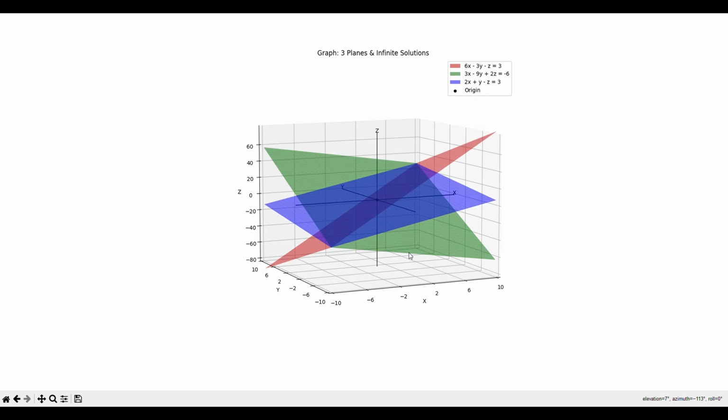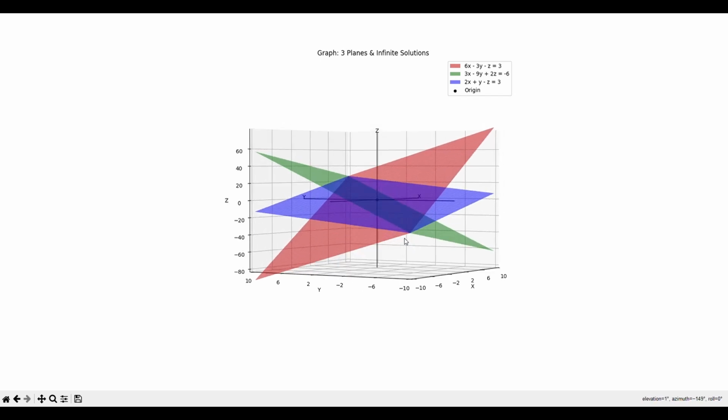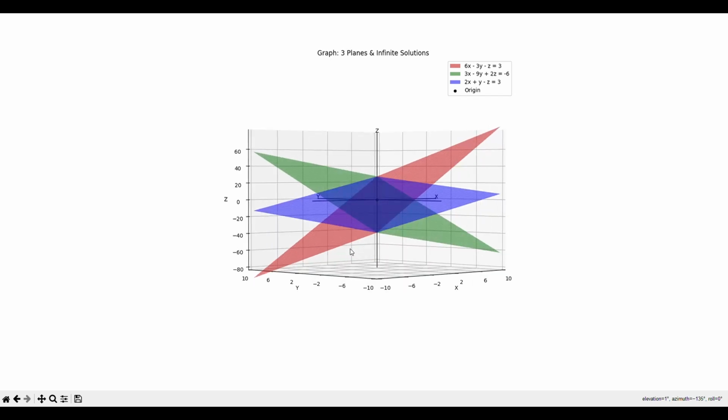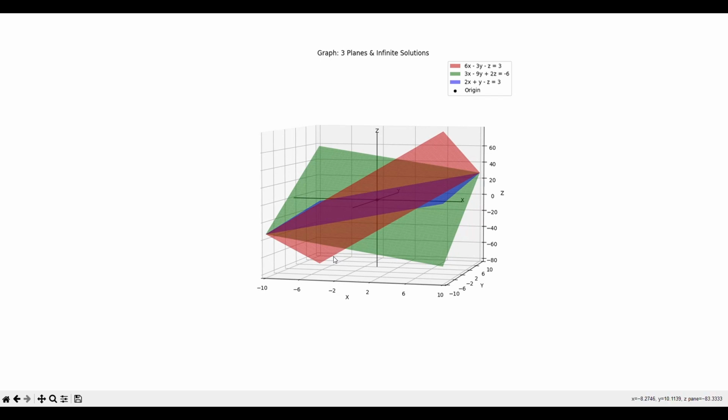Let's visualize the graphs for these three equations. 6x minus 3y minus z equals 3. 3x minus 9y plus 2z equals negative 6. 2x plus y minus z equals 3. If we actually solve the system of equations using the algebraic elimination method, we will get 0 equals 0. This indicates that the system has an infinite number of solutions in both 2D and 3D.